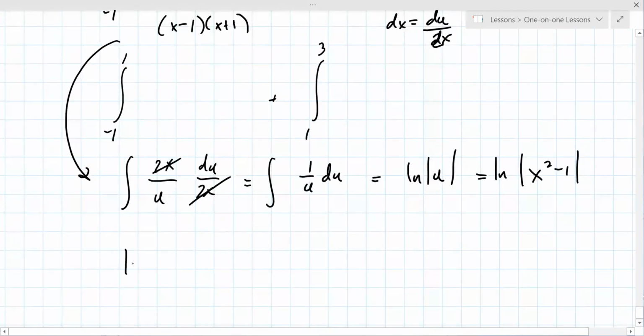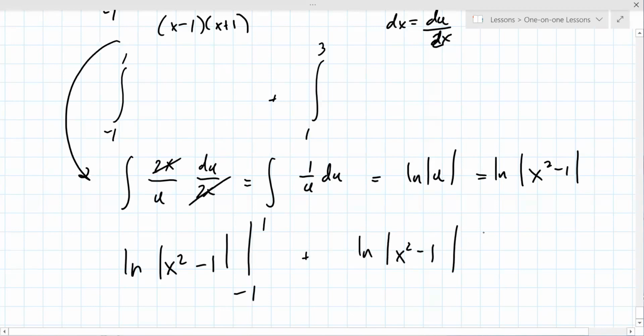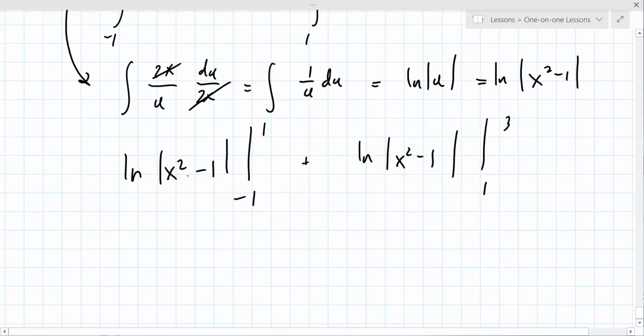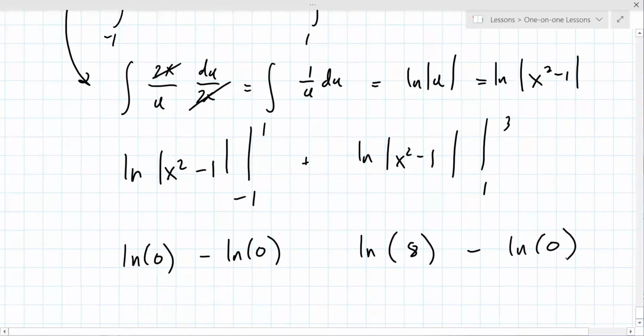So what does that mean? Well, you have natural log absolute value of x squared minus 1, and you're evaluating it from -1 to 1, plus natural log absolute value of x squared minus 1 from 1 to 3. So here you get a natural log of 1 squared minus 1. You get the natural log of 0, which is undefined, minus the natural log of 0, which is also undefined. So that's a really bad start. But over here, you end up getting the natural log of 8 minus the natural log of 0, which is also undefined.